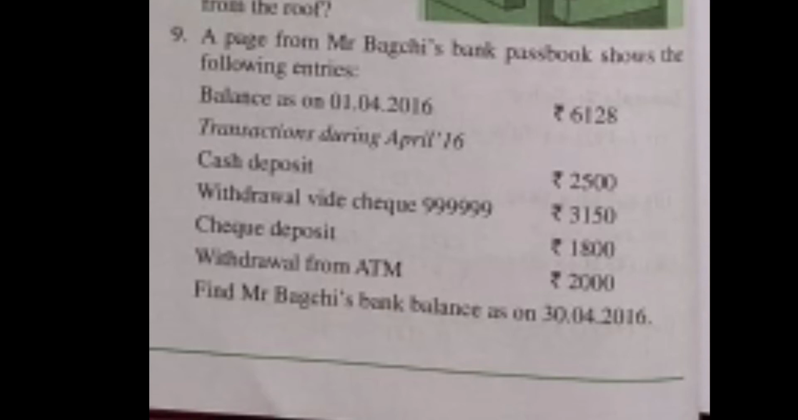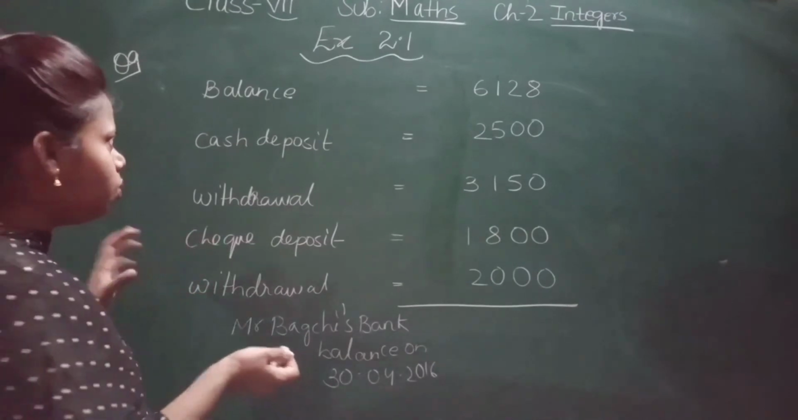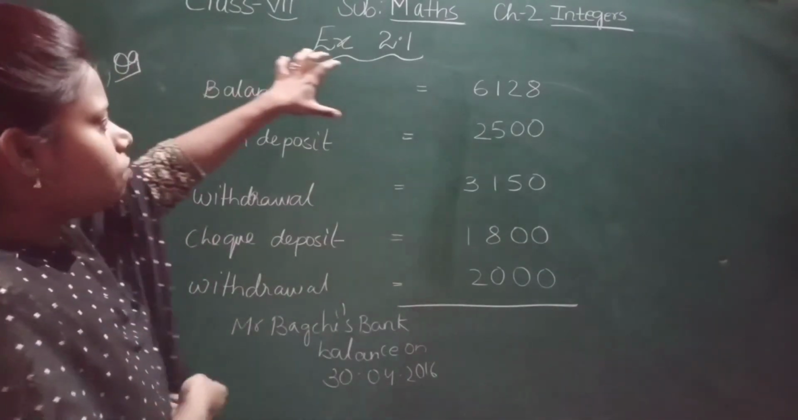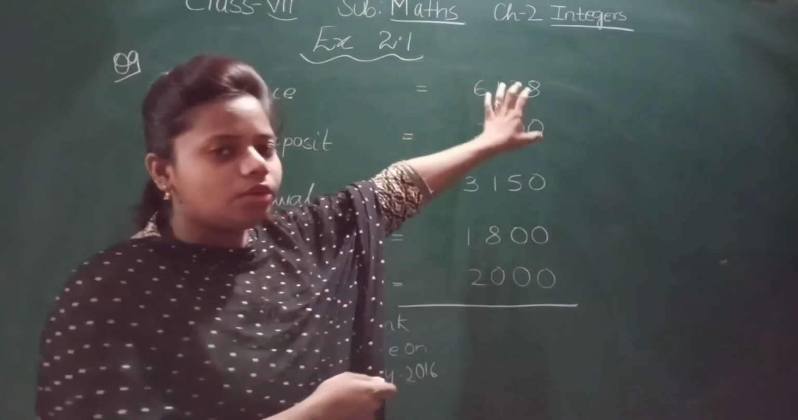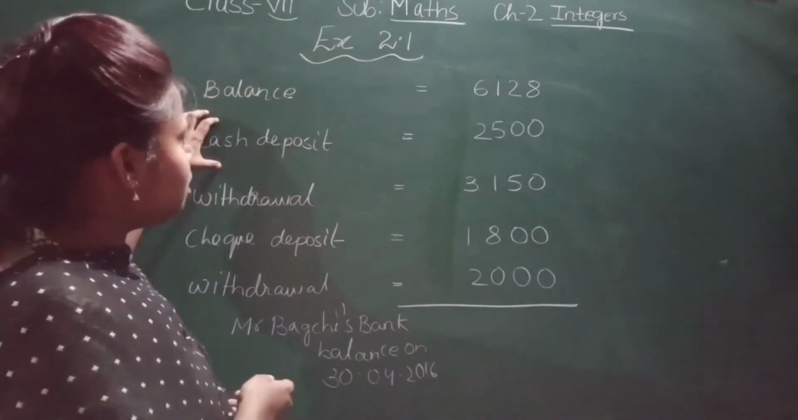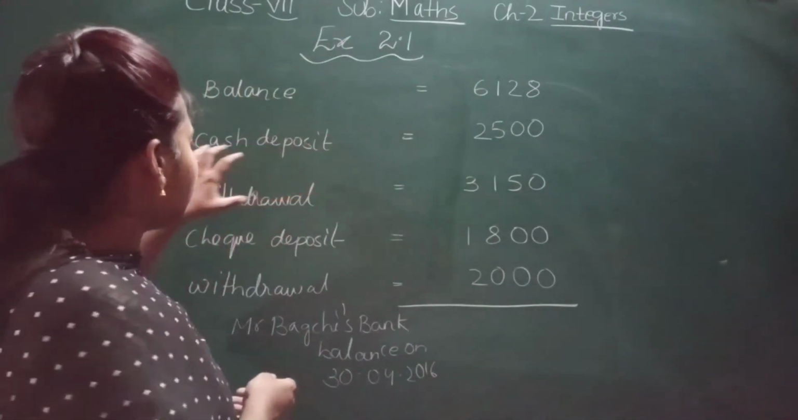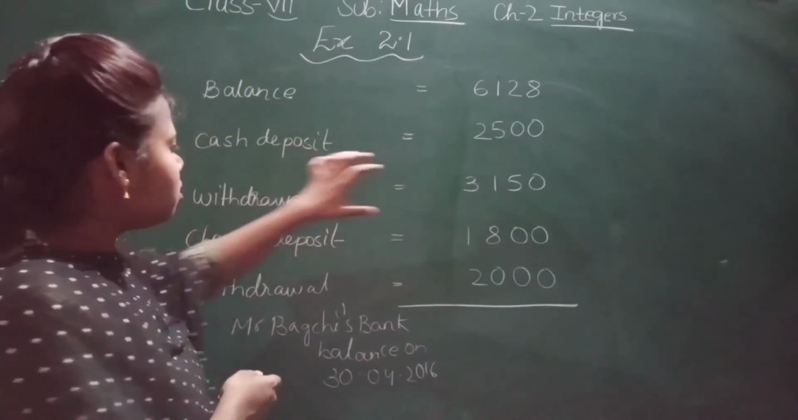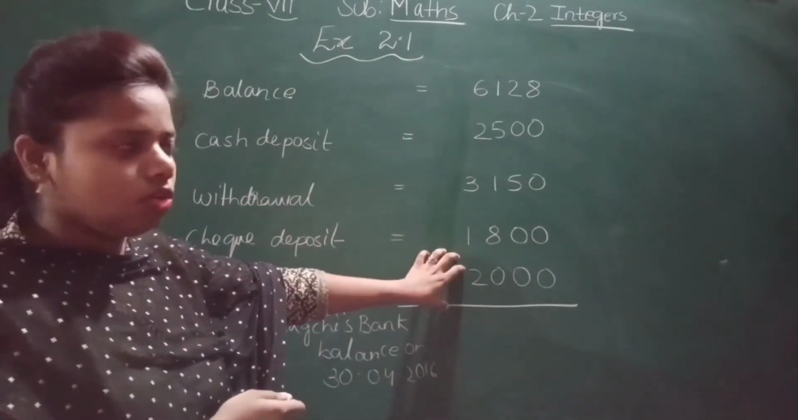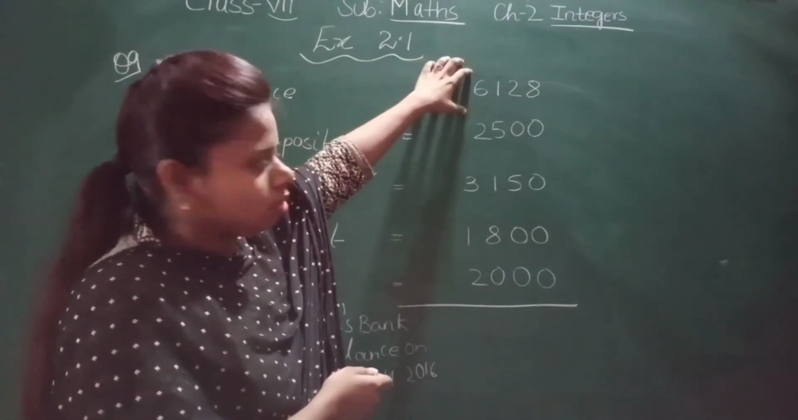3150 rupees. Again a check deposit was done of 1800 rupees. Again a withdrawal from the ATM was done of 2000 rupees. Okay, so see here how to do it. Before, he had a balance of how much? 6128. Then again what he did, a cash deposit was done. Then again a withdrawal was done. Okay, so first his balance was this much.